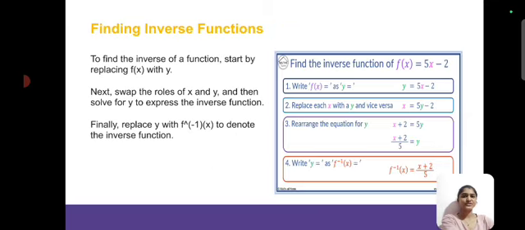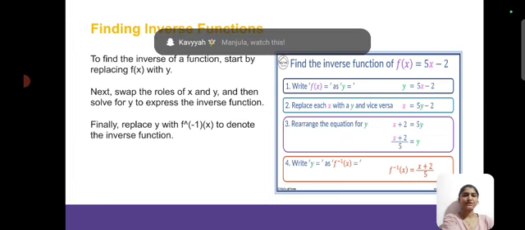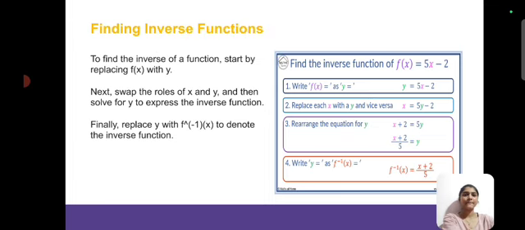Finding the inverse function. To find the inverse of a function, start by replacing f of x with y. Next, swap the roles of x and y, and then solve for y to express the inverse function. Finally, replace y with f to the power of minus 1 of x to denote the inverse function. First, write f of x as y, then replace each x with y and vice versa. Rearrange the equation for y and write y as f minus 1 of x.